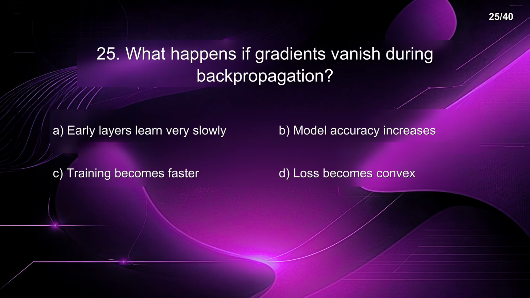25th question. What happens if gradients vanish during backpropagation? A. Early layers learn very slowly. B. Model accuracy increases. C. Training becomes faster. D. Loss becomes convex. Correct answer is A. Early layers learn very slowly.